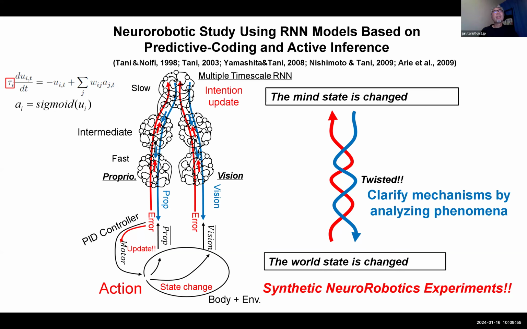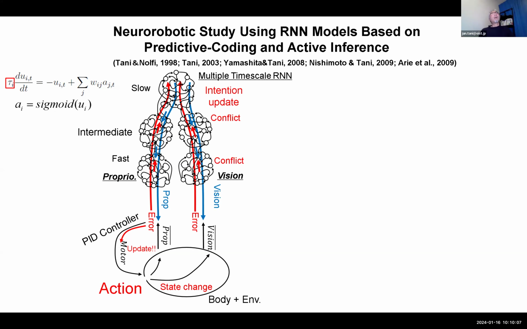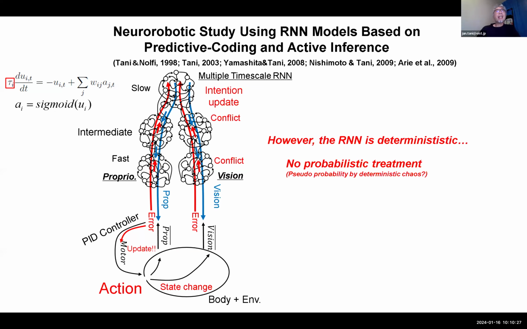As the chairman introduced, I wrote a book about this. However, one thing is that I have worked a long time on deterministic dynamic recurrent neural networks. Recurrent neural networks are basically deterministic, like LSTM and those things. So the problem is that there is no probabilistic treatment.